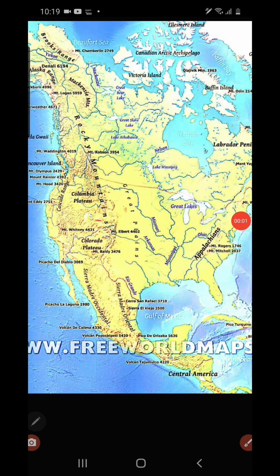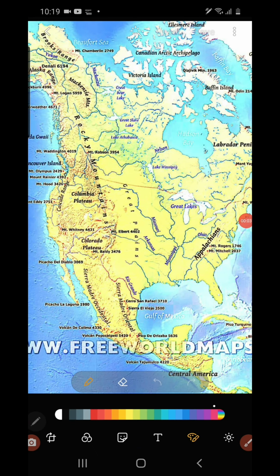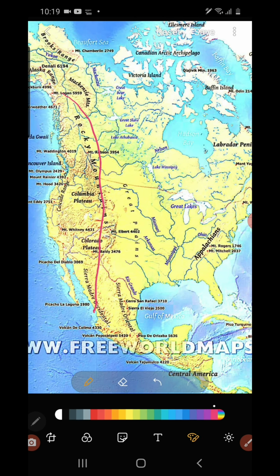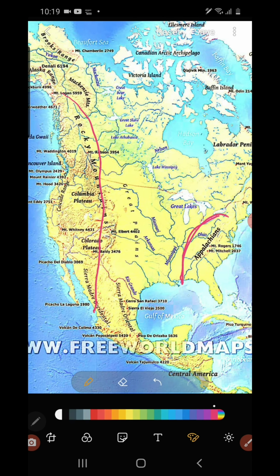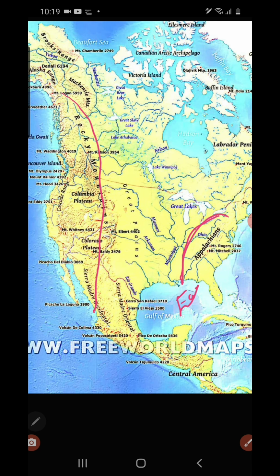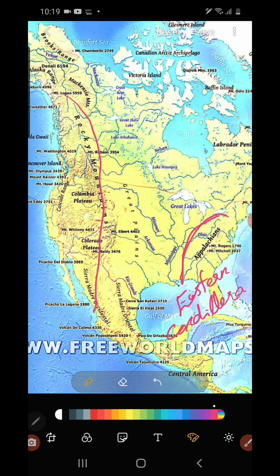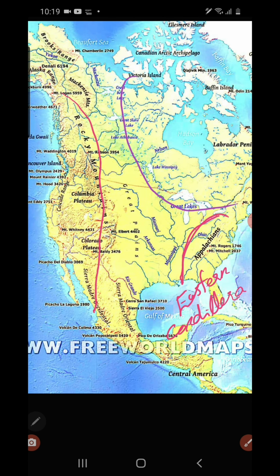Hello students, let's see the four important physical features first of all. Yes, this is the part where the Western Cordillera is lying here. Then the Appalachian Mountain is there. This Appalachian Mountain is named the Eastern Cordillera. We can also call it the Eastern Highlands. Then comes the Canadian Shield. This part is known as the Canadian Shield.